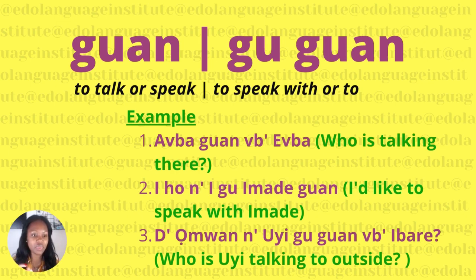Who. Here in sentence number 3, you see doma, which is also who, but literally it means which person, because oma is a person, a human being. Okay, so abagwameba, who is talking there?